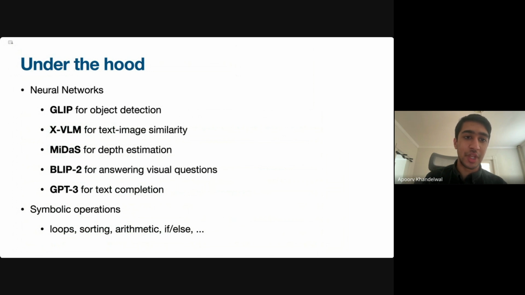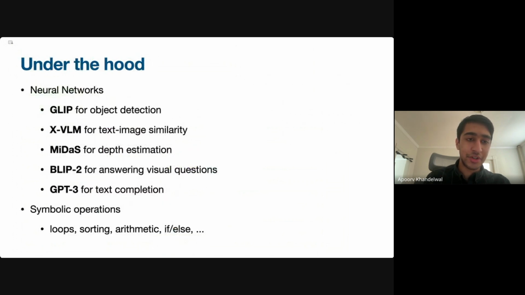For example, there's GLIP for object detection. There's something for depth estimation, text-image similarity. There's BLIP2, which we mentioned before, which is for answering visual questions. And there's GPT for text completion. You also have these symbolic operations that you're able to use: loops, sorting, arithmetic, if-else, and more things you can import.